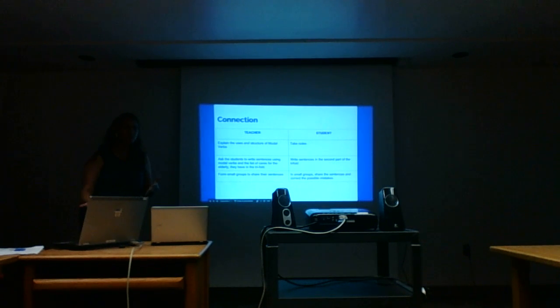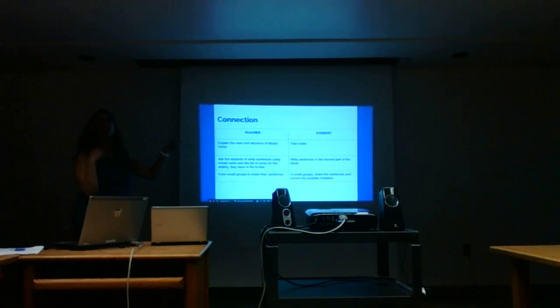So in the connection phase, the teacher explains the structure of the modal verbs in the affirmative, negative, and interrogative ways, and their uses. The students take notes about these uses and the grammar structure, and then the teacher asks the students to write sentences according to the information, the activities they wrote in the first section of the trifold about the three topics, which are nutrition, health, and leisure activities.